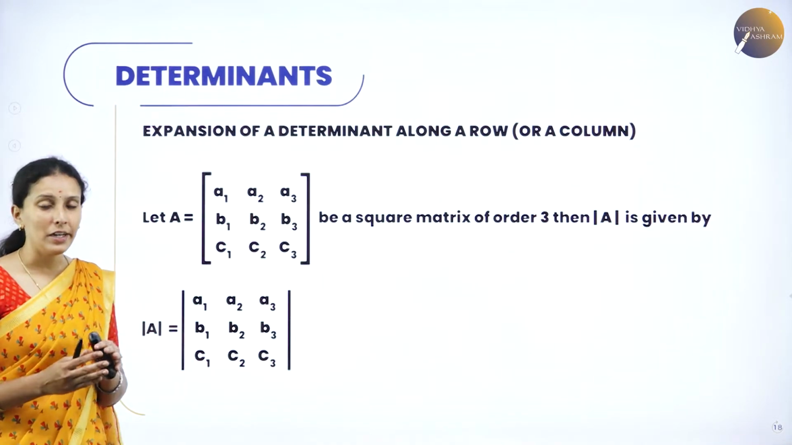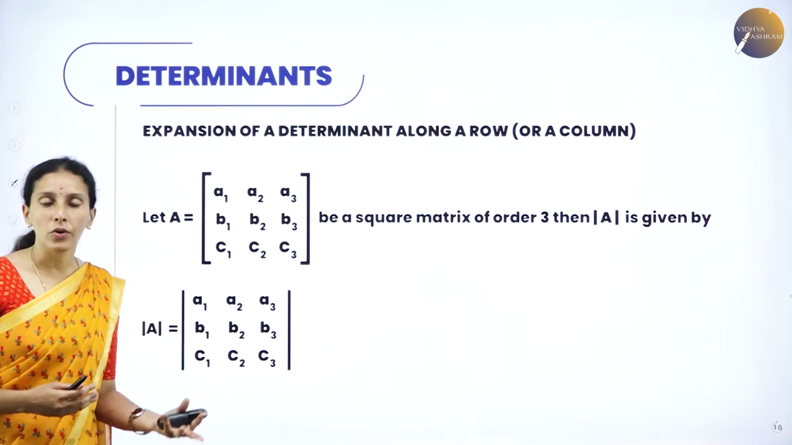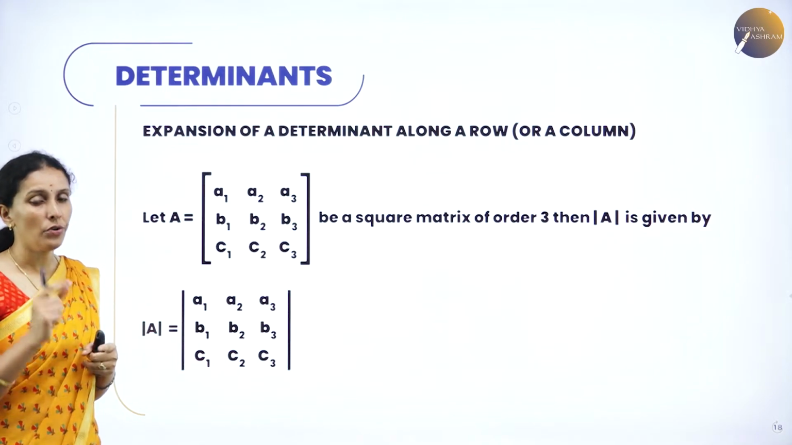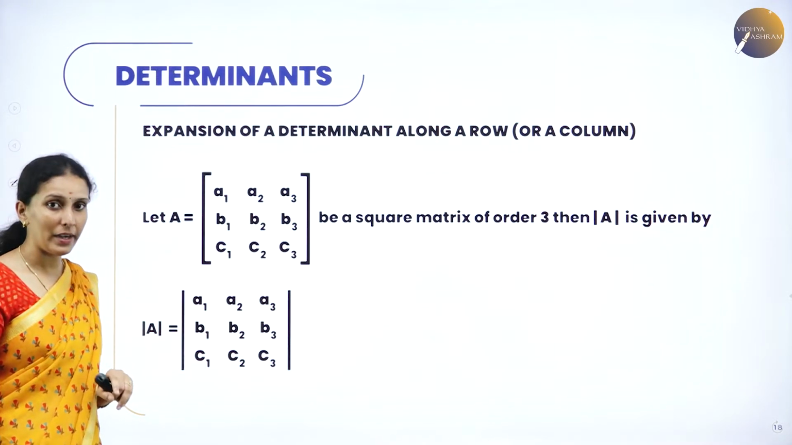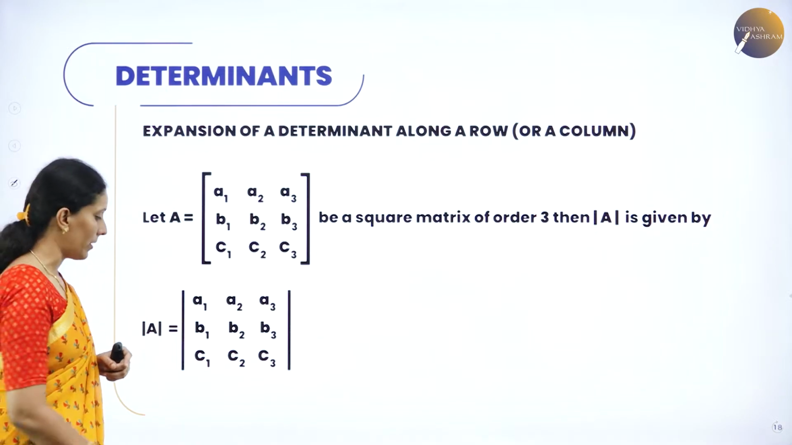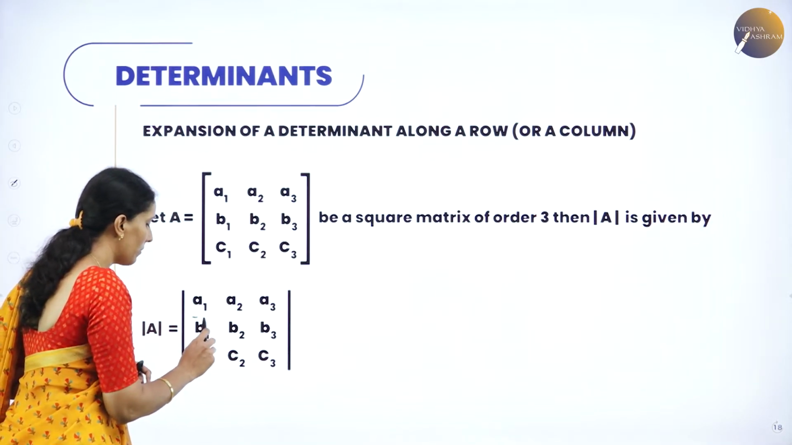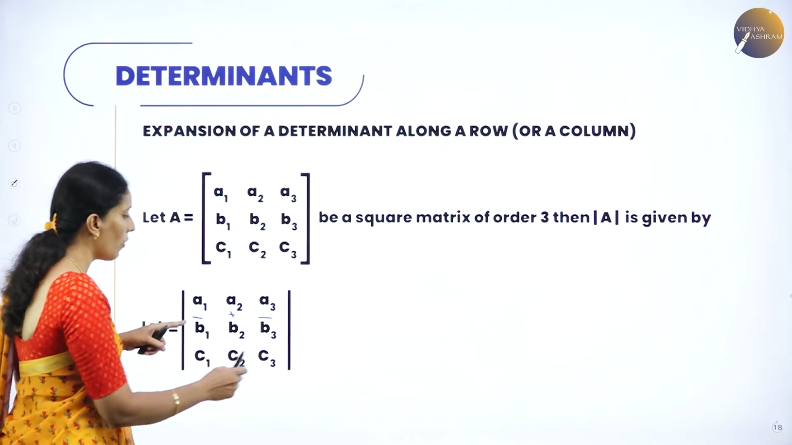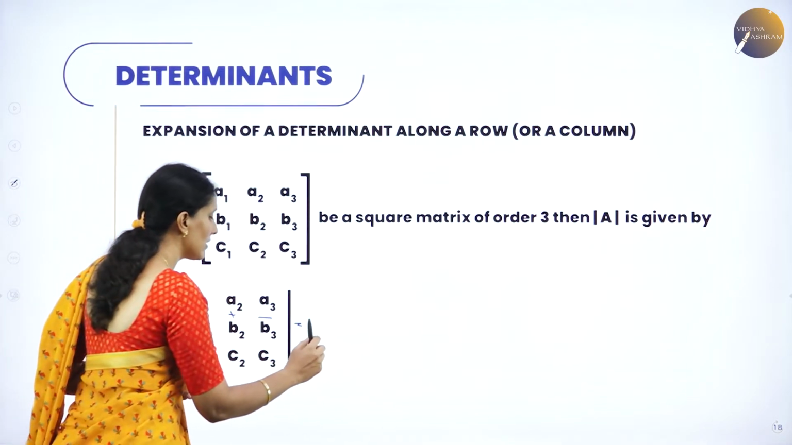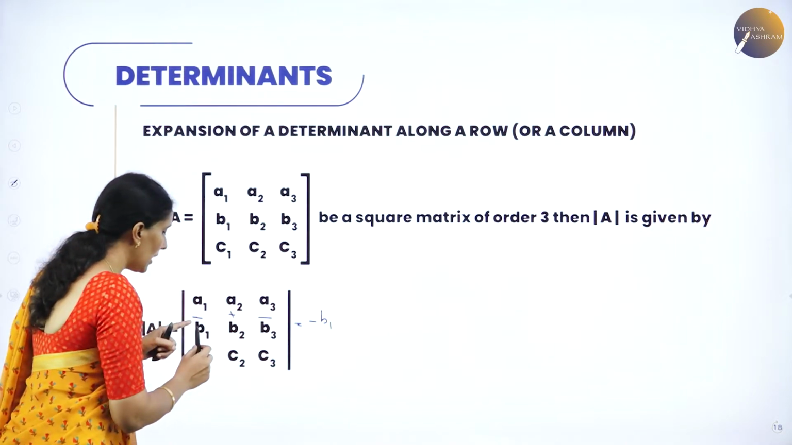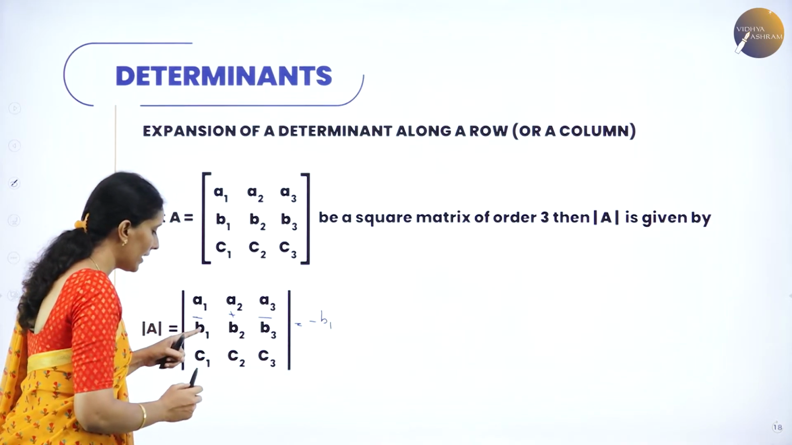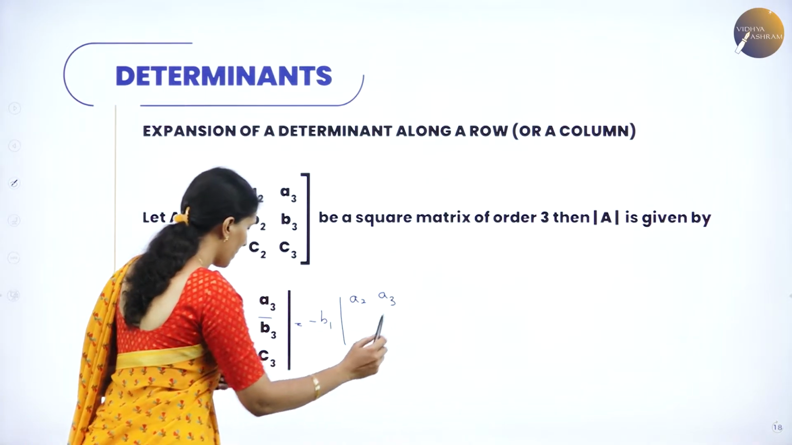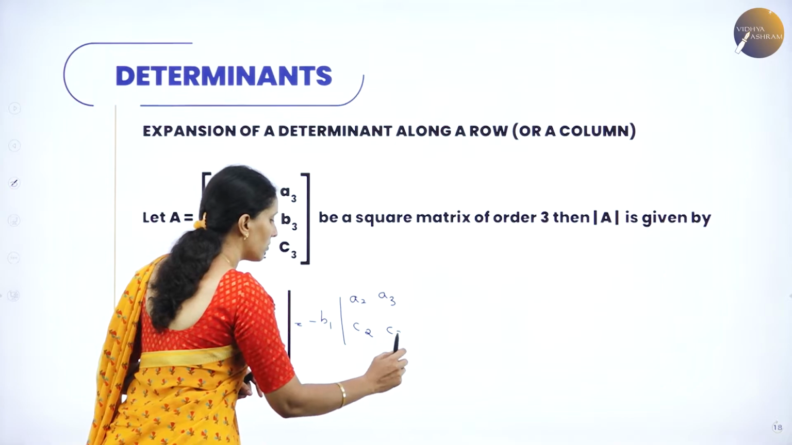Now, as I said, we can expand through any row or any column of a matrix. Previously I showed you how to expand it using the first row element. Now, let me take the second row element. What is the sign in the second row element? Minus, plus, minus. This is important while expanding. So how can I expand it? I can write it as minus B1. Delete the row and column containing B1. What are the remaining elements we have? A2, A3 and C2, C3.